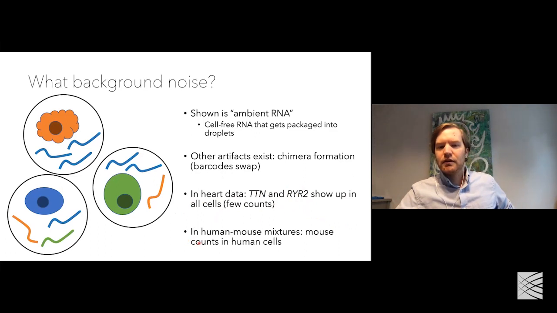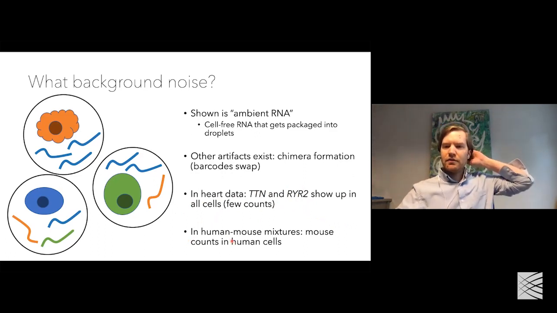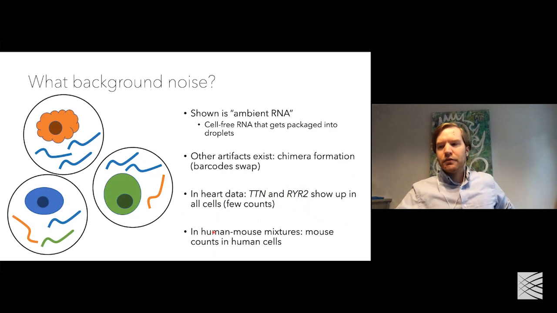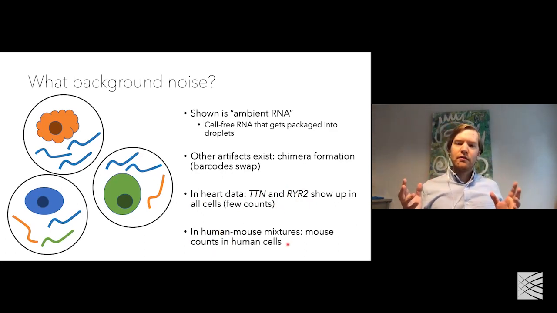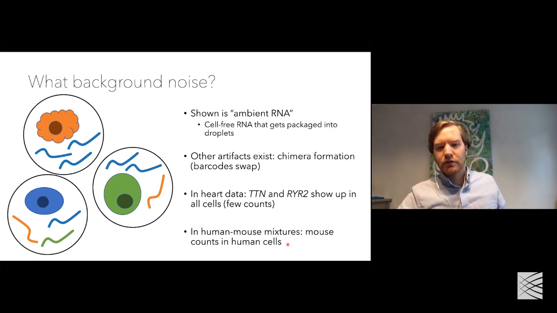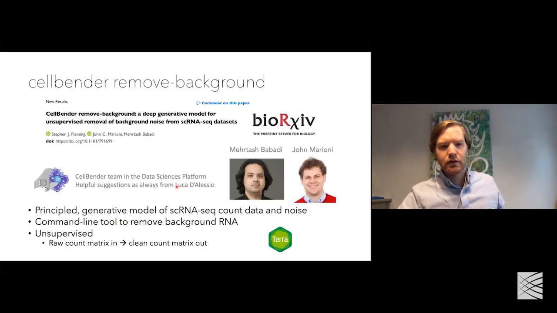Another thing that drives this home is if you do an experiment that's a mixture of human cells and mouse cells, you expect to capture one cell per droplet. So you either have all human transcripts or all mouse transcripts. But in reality, what you see is a mixture where you have some mouse counts in human cells and vice versa. That's this phenomenon of ambient RNA. That is what makes up some of this background noise.